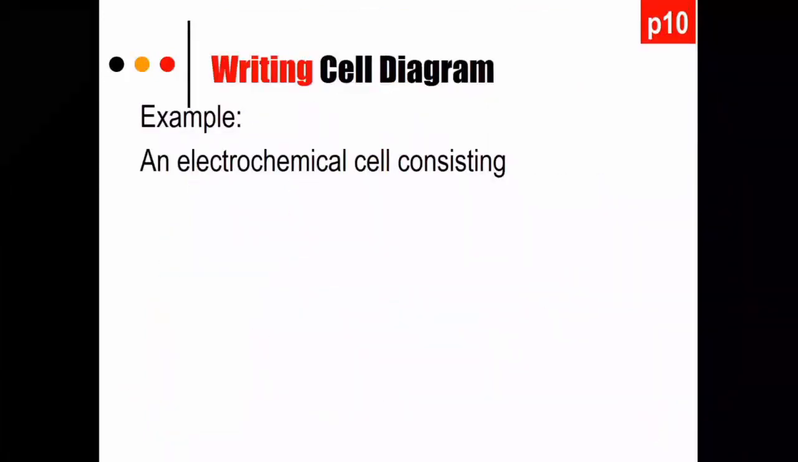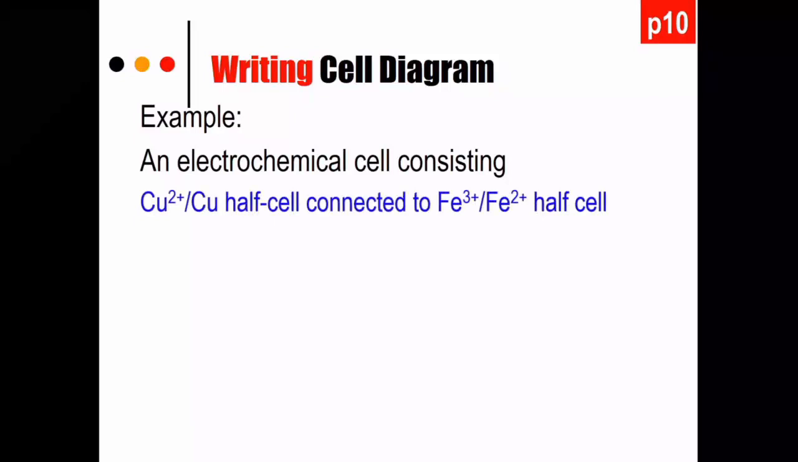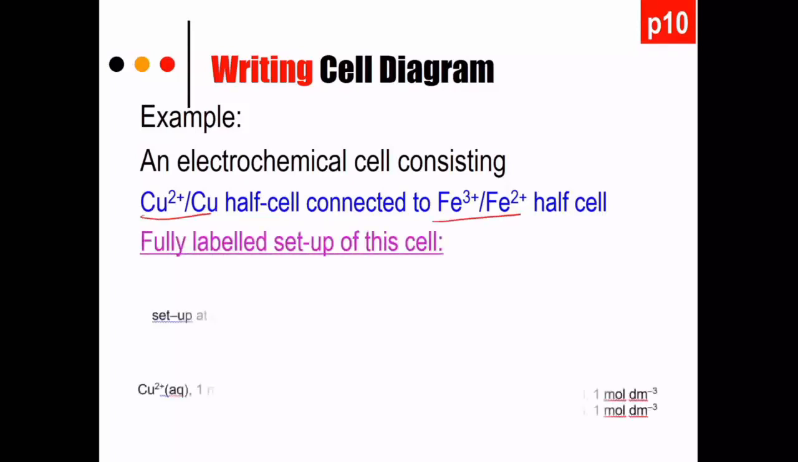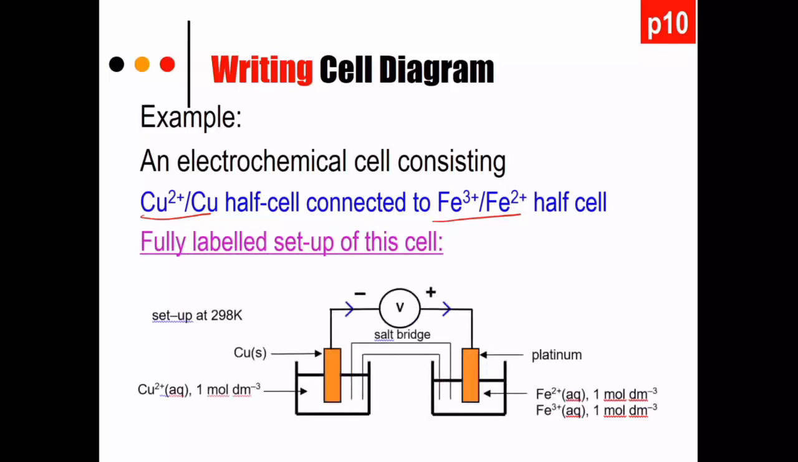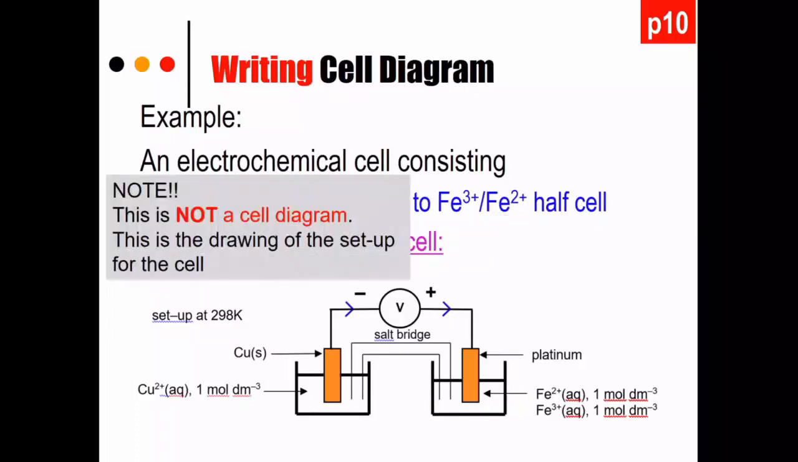Now, if I have an electrochemical cell consisting of two half cells, Cu2+ with copper, Fe3+ with Fe2+, if you were to draw the experimental setup, it would look like this. Now, take note, this diagram is called a fully labeled diagram. So this one that is shown on the screen is not a cell diagram. Okay, it's just a drawing.